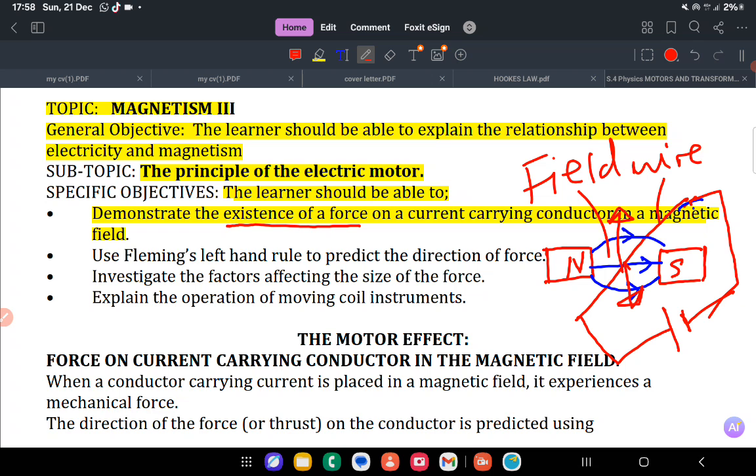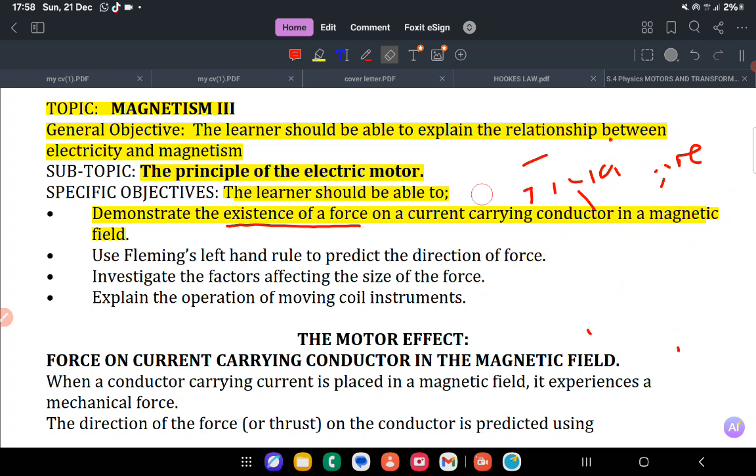This movement of the wire, which is passing through a magnetic field, is due to the interaction between the electric current and the magnetic field. So a wire which is passing through a magnetic field is going to experience a force. By the end of the lesson, you should be able to explain that fact.